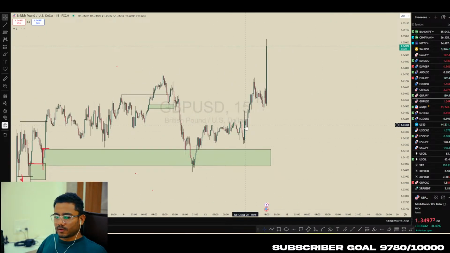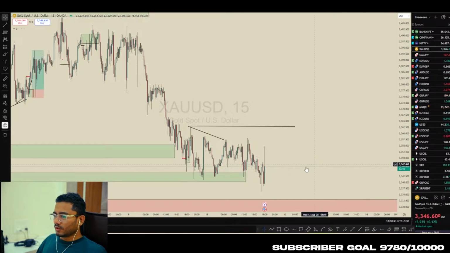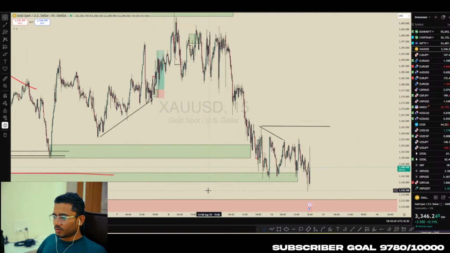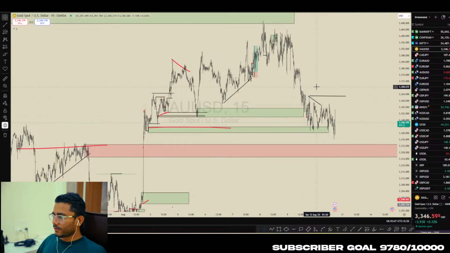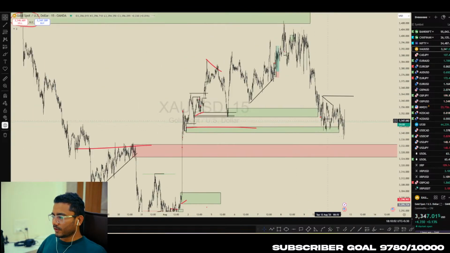Yesterday I gave this trade on GU on gold. I think price did not follow through. Price did not give us any change of character over here. It's still consolidating. It reacted from the area. Still, price has not broken this previous structure.